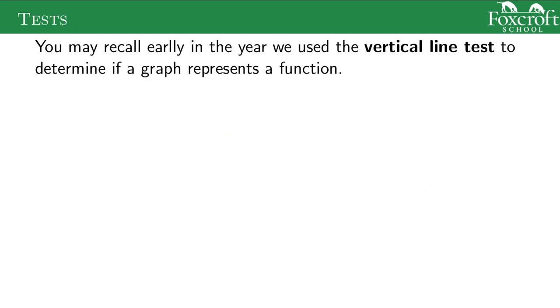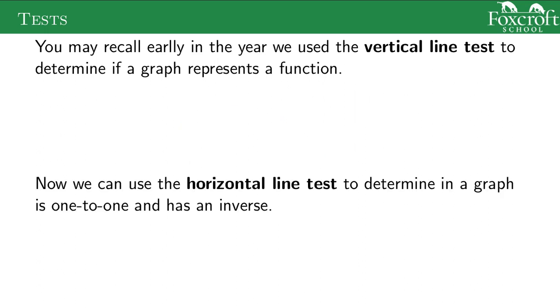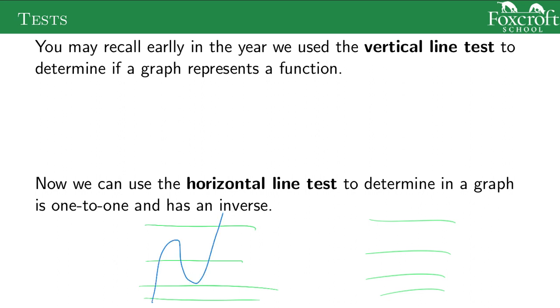For a function, we did the vertical line test. We drew vertical lines. If our graph hit a vertical line twice, it was not a function. If it only hit the vertical lines once, then it was a function. But now we're going to have the horizontal line test. So we're going to draw a bunch of horizontal lines. And if our graph hits these horizontal lines more than once, like that, hitting it more than once, that does not have an inverse. But as long as it hits the horizontal lines only once, then it does have an inverse.